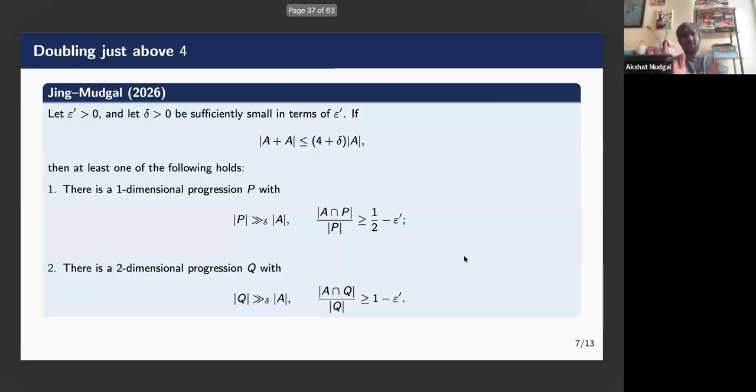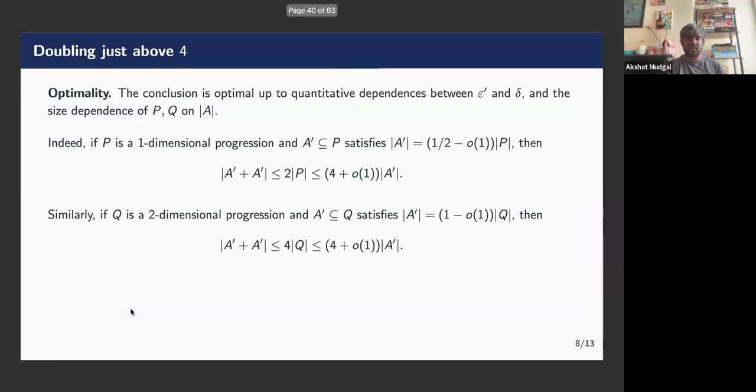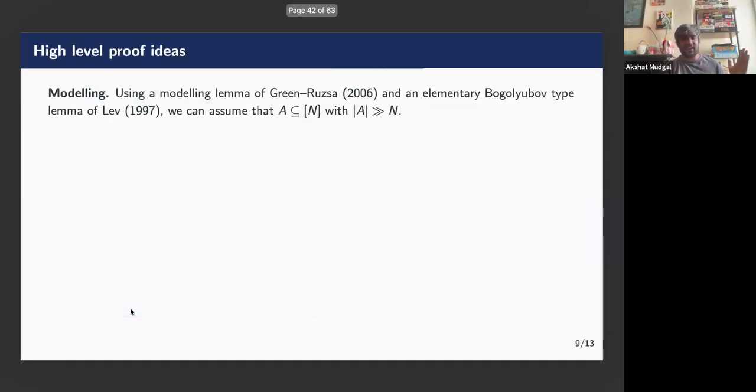Okay, so the statement we want to prove is: if you have a set of integers with doubling at most 4.01, I somehow need to find a large one-dimensional progression on which my density is just a bit smaller than half, like 49%, or there exists a two-dimensional progression on which my density is 99%. So here's a high-level idea.